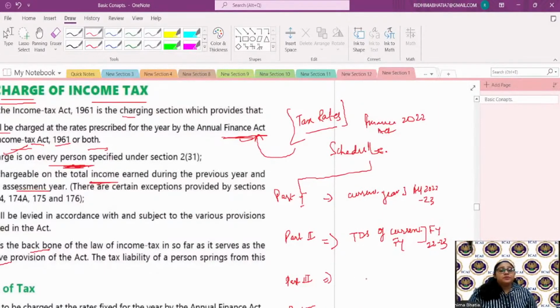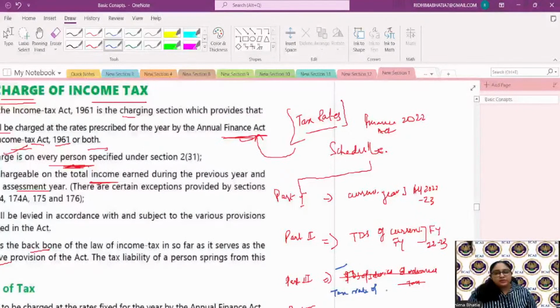Part 3 tells me about, basically, the tax rate on TDS of salary and advance tax. Now what is this, ma'am? We did not understand. No worries. You understand it in simpler language. Tax rate for the coming assessment year. But actually it is TDS on salaries and advance tax, but you can understand it, right? Taxes for the coming assessment year.